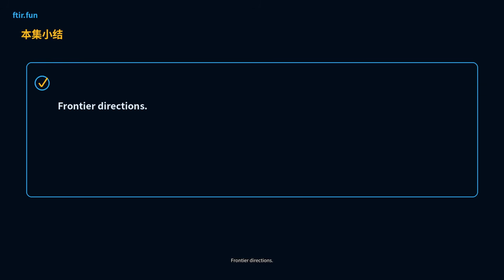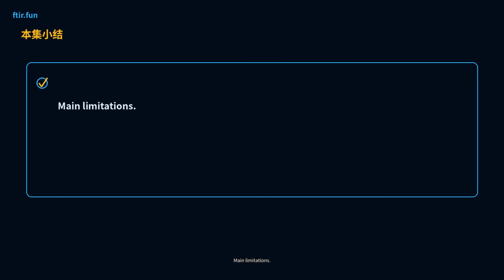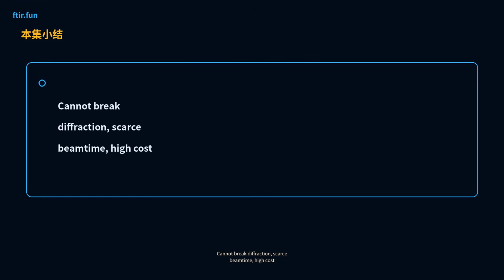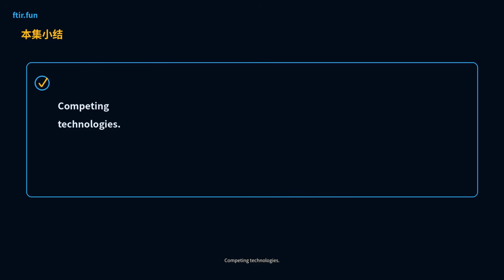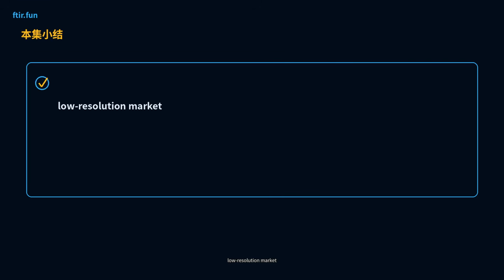Frontier directions: SR plus FPA, SR plus AFM-IR, and others. The main limitations: cannot break diffraction, scarce beam time, high cost. Competing technologies: up-conversion, submicron FTIR, nanoscale techniques, encroaching on the low-resolution market.